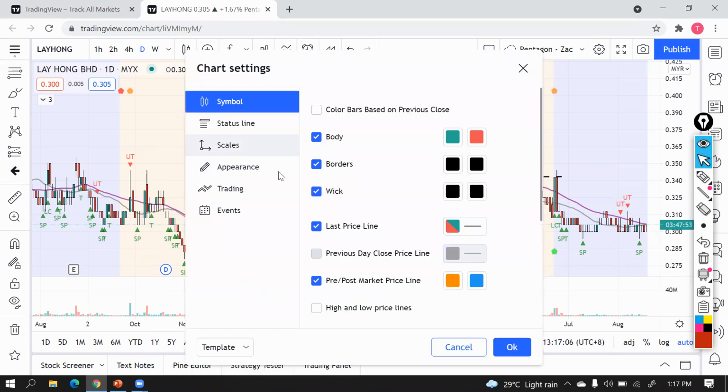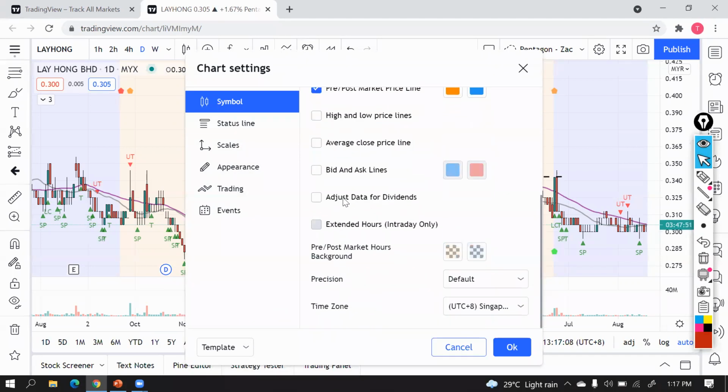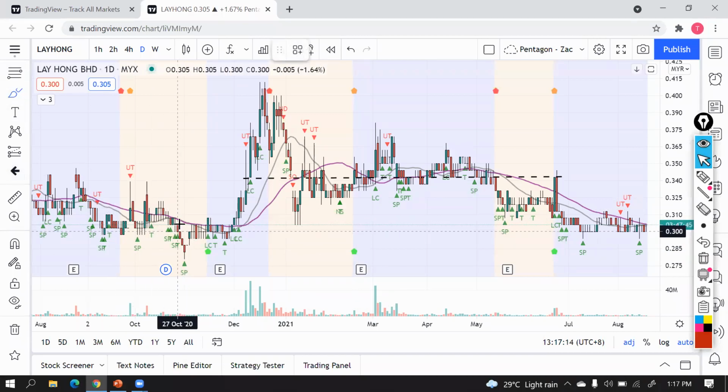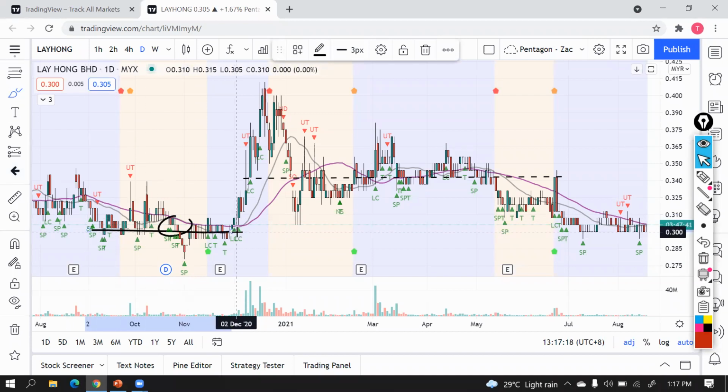So what I do is I just adjust it. Adjust data here, and if you notice, the gap just disappears. So at least from here I know whether the support is currently still supported or still holding or not. Sometimes when there's one gap up or gap down, it's a bit difficult to tell whether the current price is still above the support or not. That's why I like to adjust it.